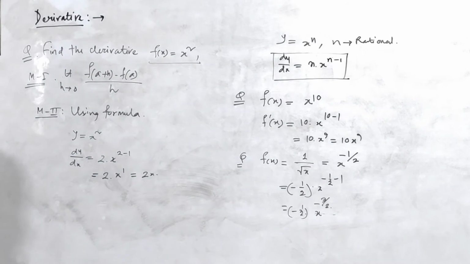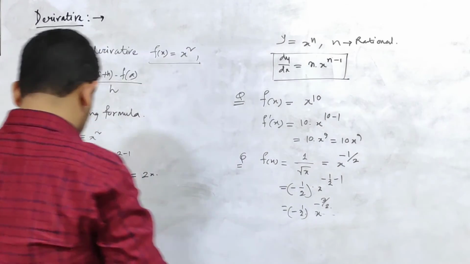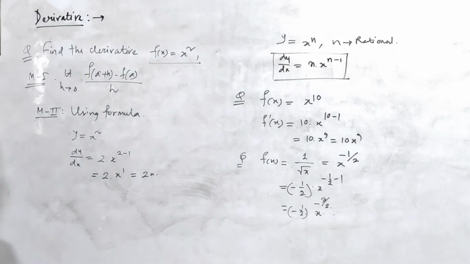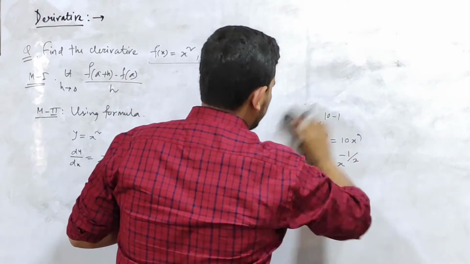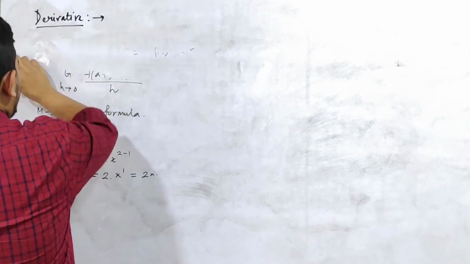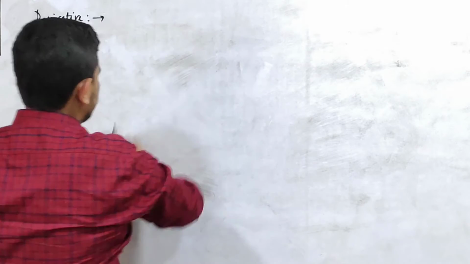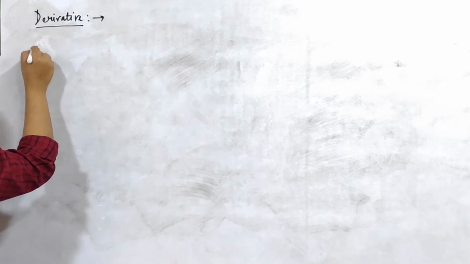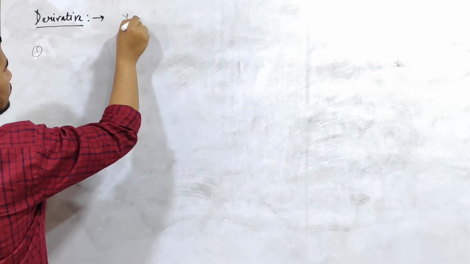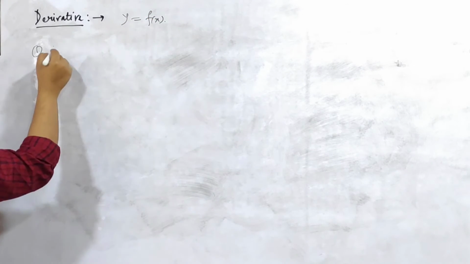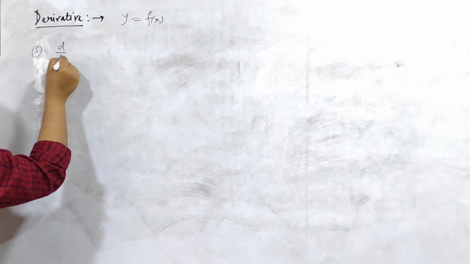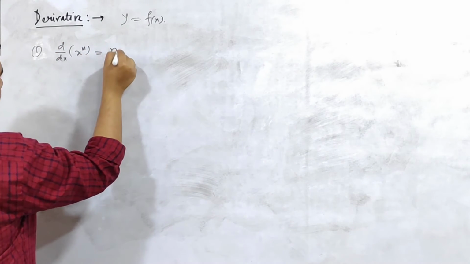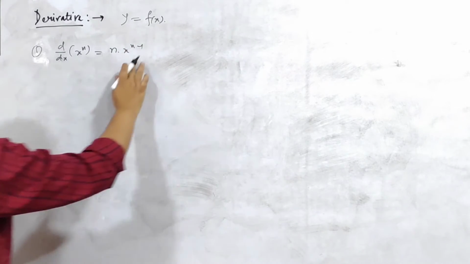So now again I will write some formulas of derivative, and using these formulas you can find the derivative of any function. So the basic formulas are: here y is f of x, so dy... I have already written this formula, so this is n minus 1.